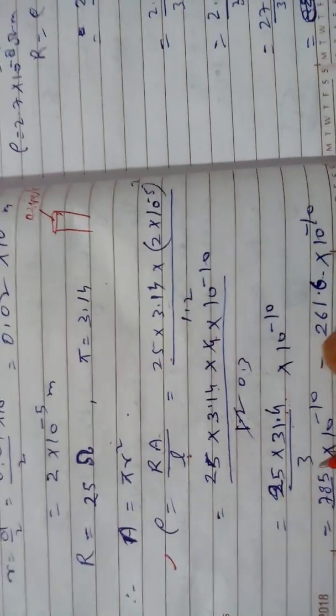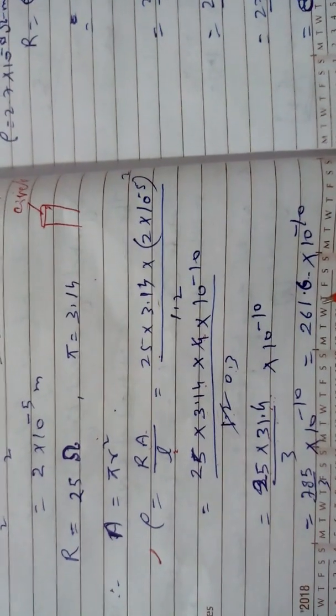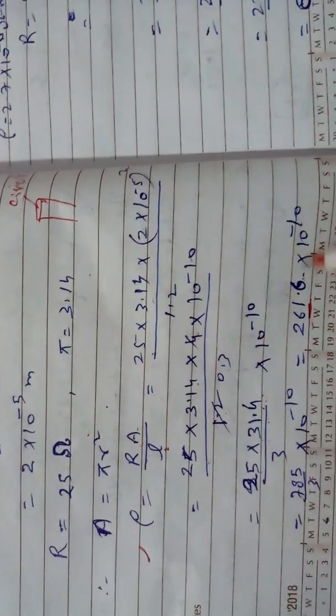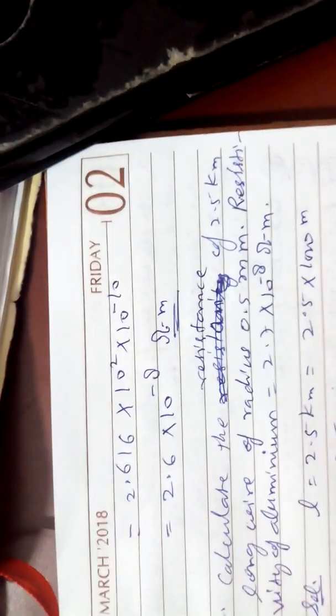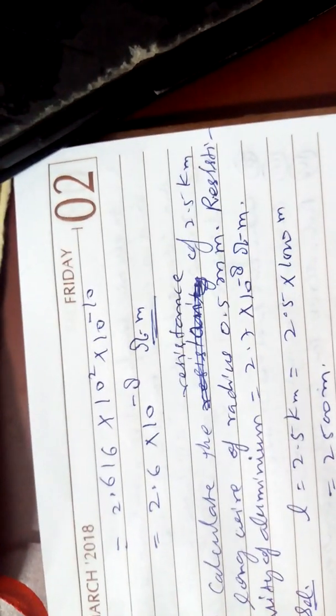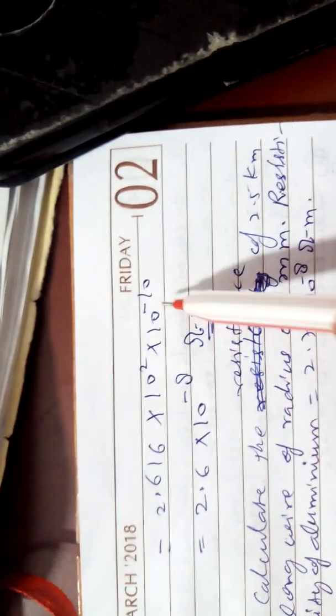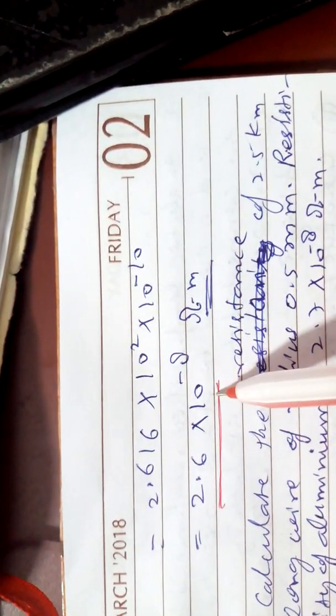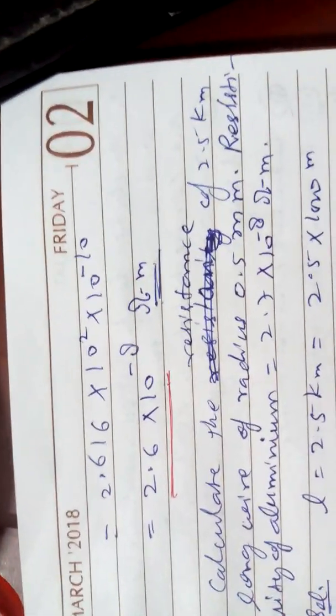You multiply and simplify this, and you get 261.6 into 10 power, with 2 decimal places removed, so the positive power 2 is increased. So you get 2.616 into 10 power 2 into 10 power minus 10. Then adding minus 10 and 2 you get minus 8. It is 2.6 into 10 power minus 8 ohm meter, the resistivity of that wire.